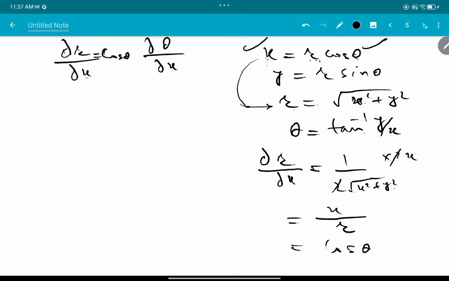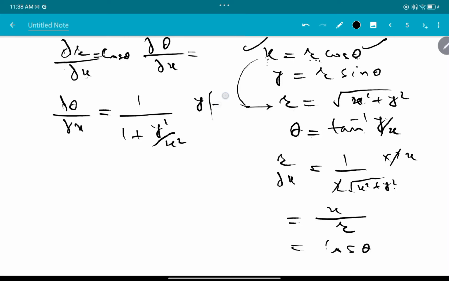What about this del theta by del x? Let's see what it is. Yes, here is the equation from where you can get it. Del theta by del x: treat y as constant, you have 1 divided by 1 plus y square by x square into the derivative of this, keeping y constant. y will remain as a multiplicative constant there, and differentiation of 1 by x is minus 1 by x square.